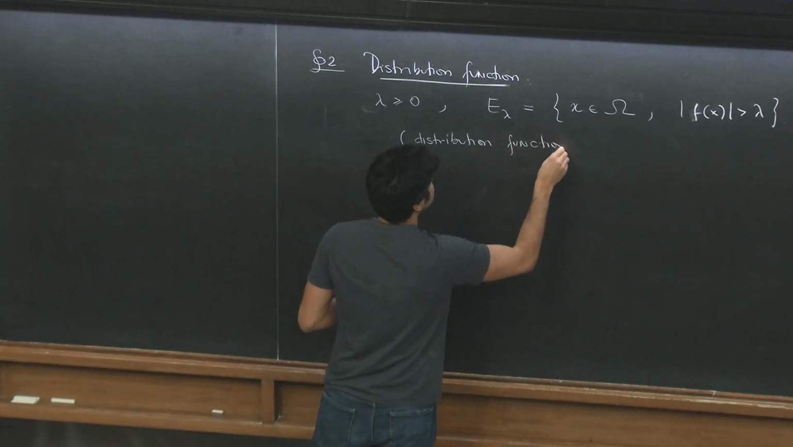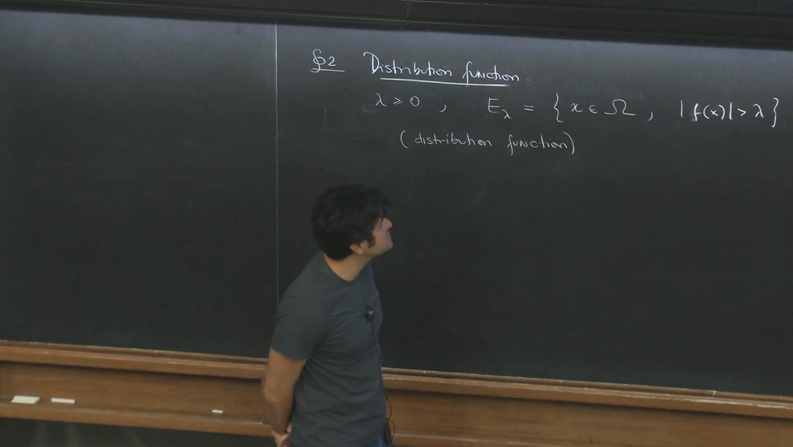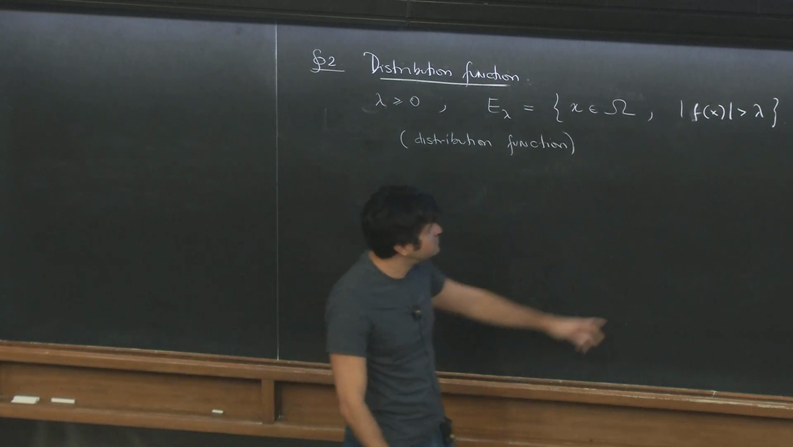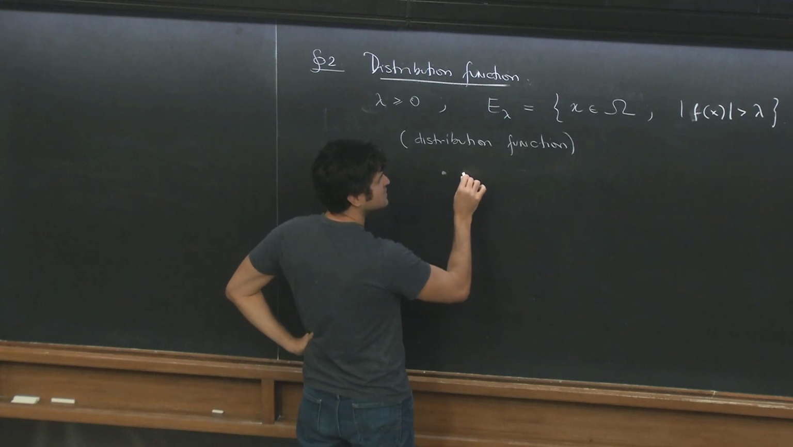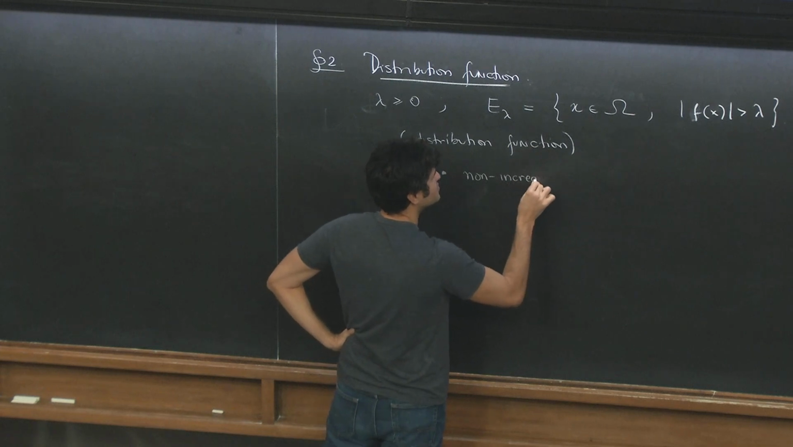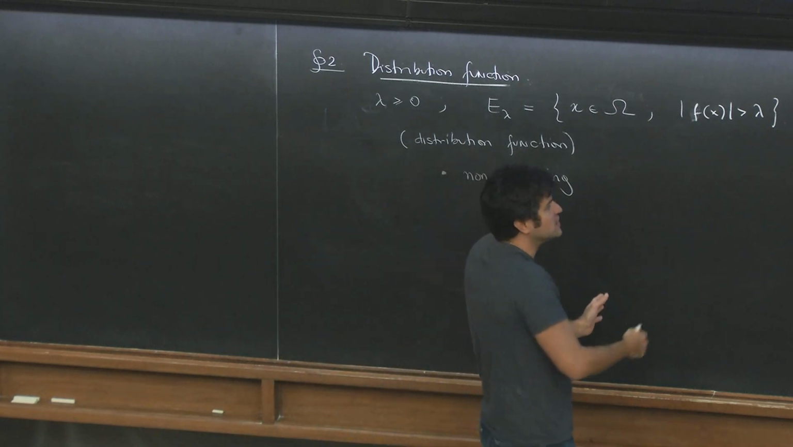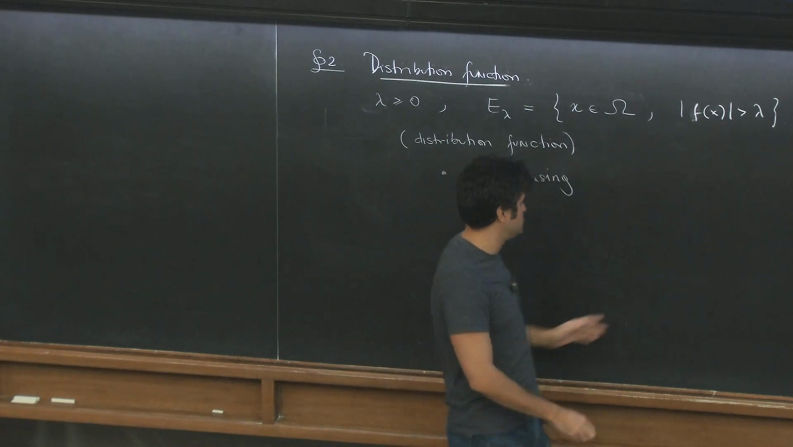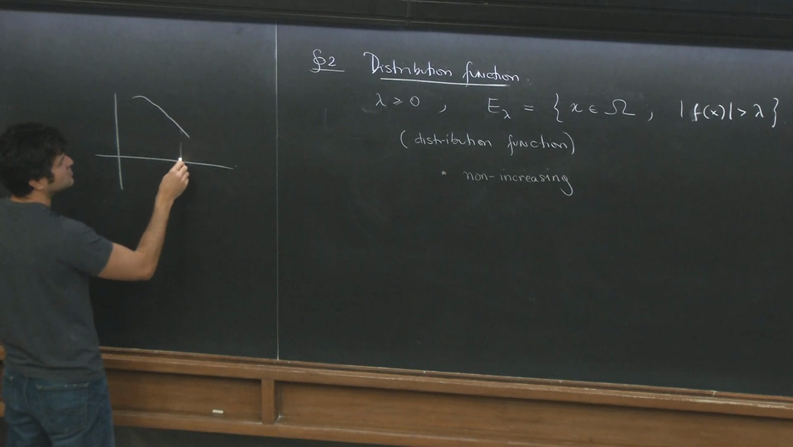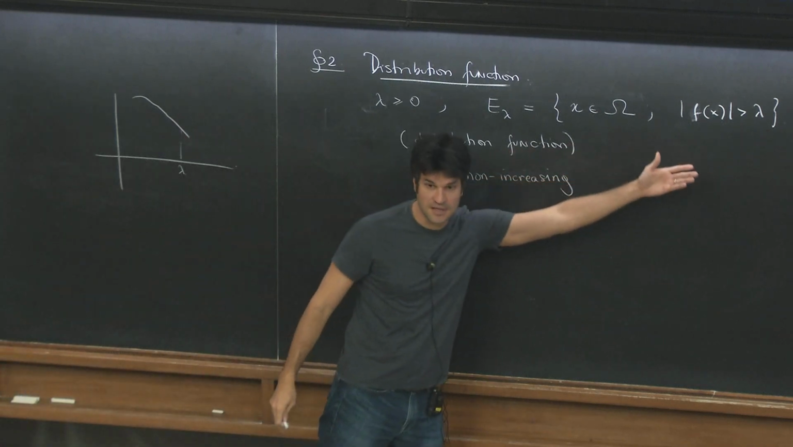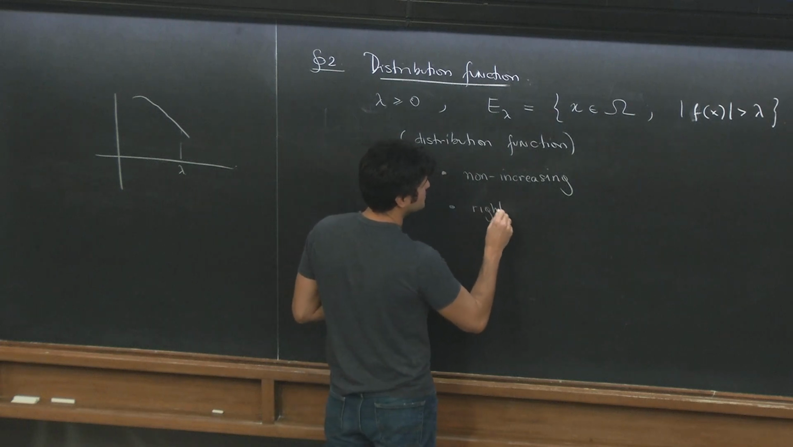There is a way to relate some objects appearing in the theory of LP spaces to the distribution function. I'll pose to you as an exercise that this has a few properties. That's obviously a non-increasing function. If you take lambda 1 smaller than lambda 2, the graph of this function should look like this. The larger the lambda you take, the smaller the set where f is bigger than lambda is. So it's a non-increasing function, and moreover, it is a right continuous function.